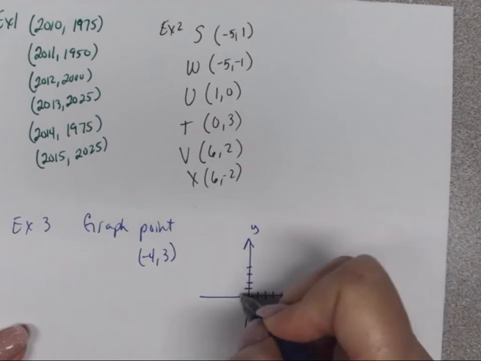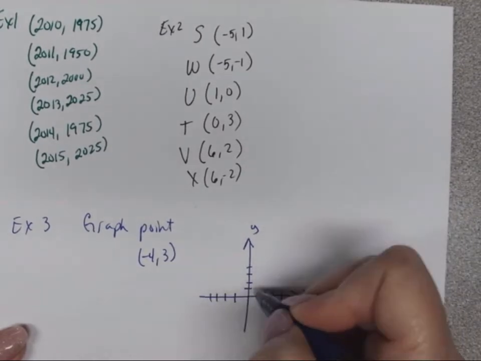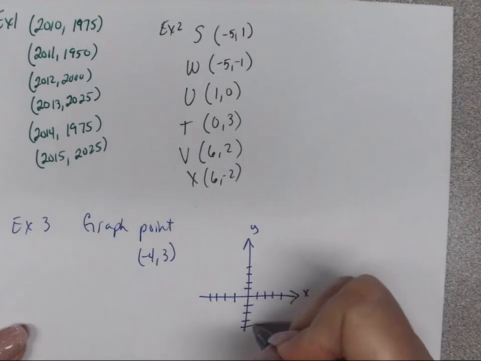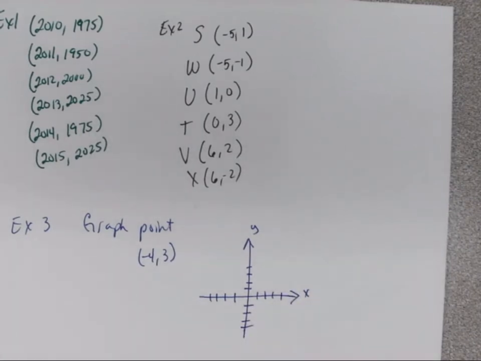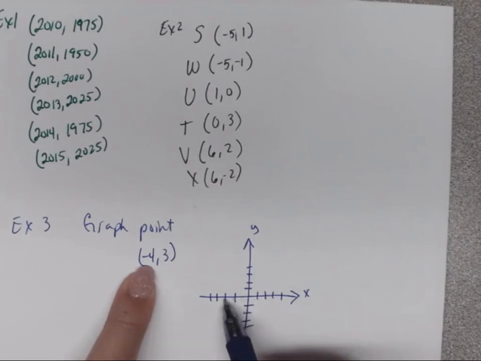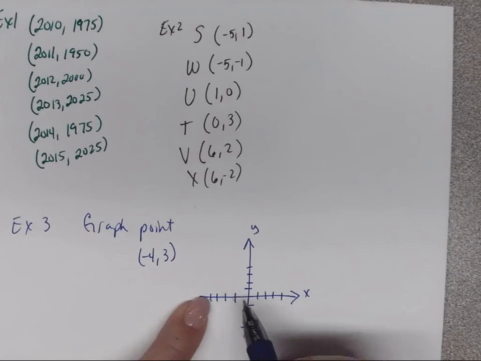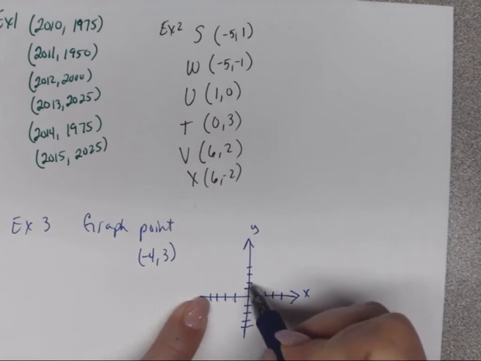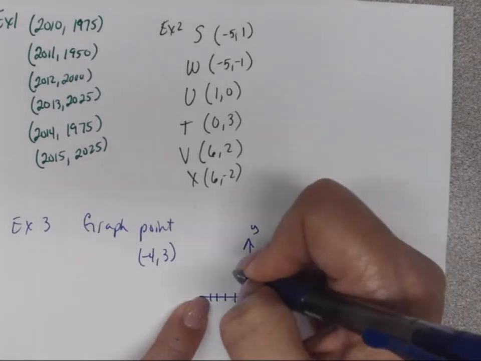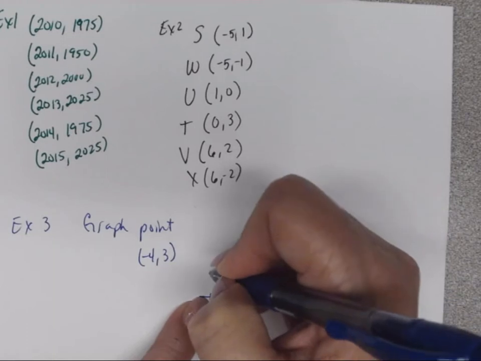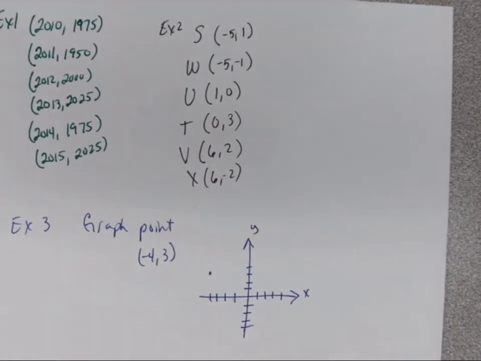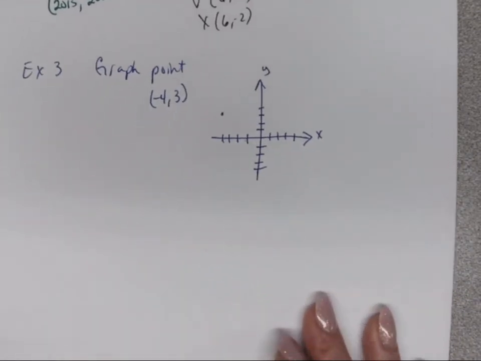Anything I have you do will have a graph on it if you have to graph it. But here we're going to graph. So -4 for x values. That means we're over 1, 2, 3, 4. And it's +3. So we're going to go up 1, 2, 3. And where those two coincide will be right there. So I'm just plotting a point. That's all I'm asking you to do.